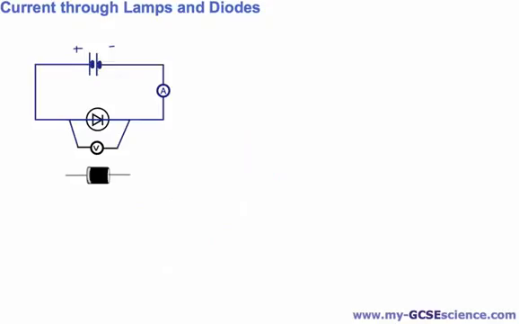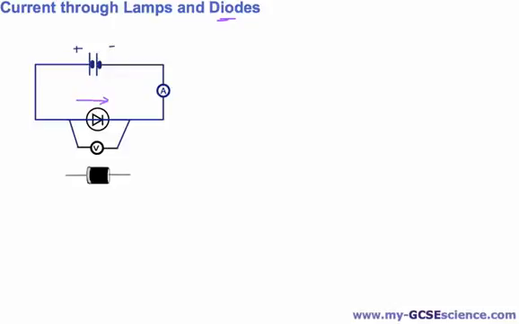The second one I want you to know about is the current through a diode. So this one now is a diode we're looking at. A diode looks a little something like this in real life. The circuit diagram would look like this. We've replaced our lamp or our fixed resistor with this diode, and current can only flow in one direction.